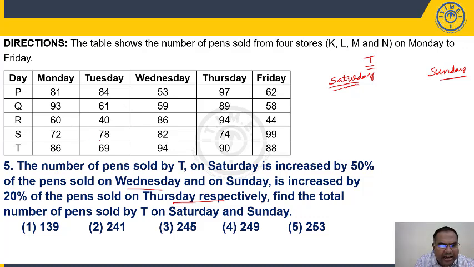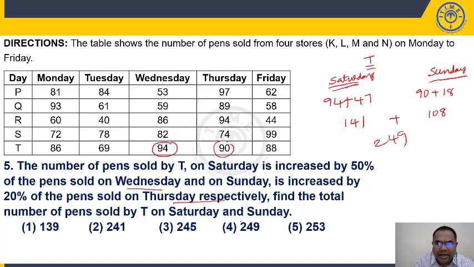So Wednesday, T, how many pens has it sold? T sold 94. So it should be 94 plus an increase of 50%, right? 50% is half of this. Half of this is 47. So 141. Then what about Sunday? Sunday, number of pens increased by 20% of those sold on Thursday. So T on Thursday is 90, increased by 20%. We know 10% is, put a point after one digit, 9, 20% will be 18. So 108. So what is the sum of this Saturday and Sunday? That's the question, right? Total number of pens sold by T on Saturday and Sunday, it is 141 plus 108, 249. 249 is present in choice 4.